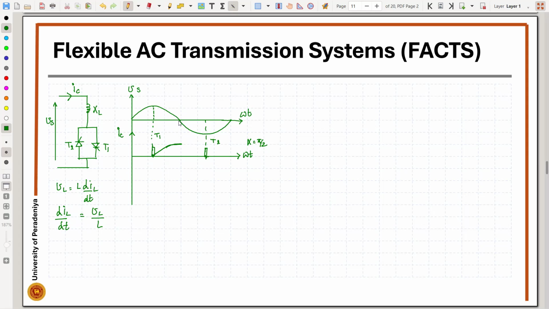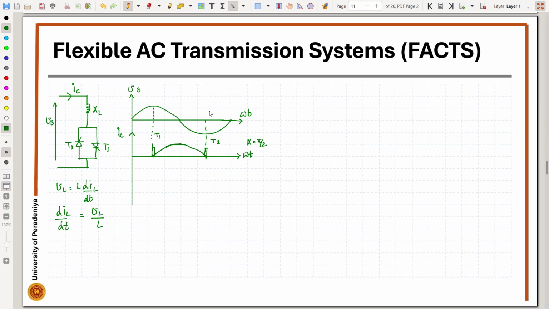And when it comes to this point, the V is going to be 0, so therefore di by dt is 0 at this point. But we have a positive voltage and positive current. After that, the current will be flowing through the device T1. Now what would happen is the voltage across the inductor is going to be negative, so therefore di by dt is going to start going negative.